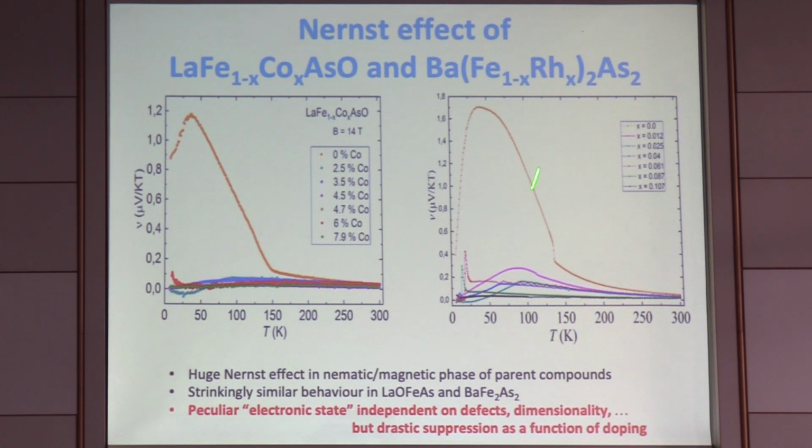So these completely different materials, two-dimensional, more three-dimensional, dirty, clean, bad metal, much better metal, nevertheless have more or less the same behavior of the Nernst effect. There seems to be something which is really protected with respect to defects, dimensionality, and slightly different band structure. However, if you add a little bit of dopants, 1% or 2%, it disappears, in both systems. There's something peculiar going on in this normal phase. And this looks like background here, but it's not. This is a pretty large Nernst effect.